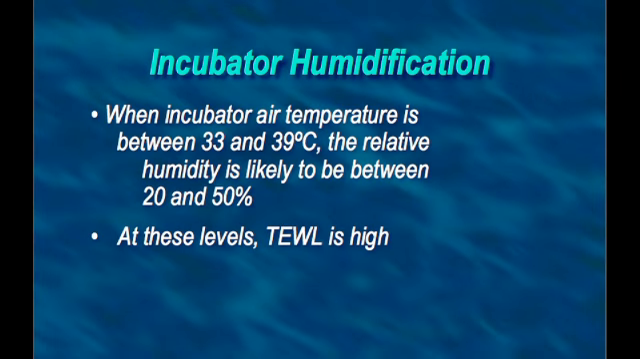One of the factors summarized in this slide is that when an incubator air temperature is between 33 and 39 degrees, the humidity can change dramatically from 20 to 50% just by changing the temperature. At these levels, when the temperature is high, transepidermal water loss can be exceptionally high. You'd want to have a higher relative humidity. So it's important to consider humidification whenever you incubate a baby, particularly a preterm baby, because of the need to heat the baby. Unless you're adding humidity, you're naturally going to dramatically increase their epithelial water loss.